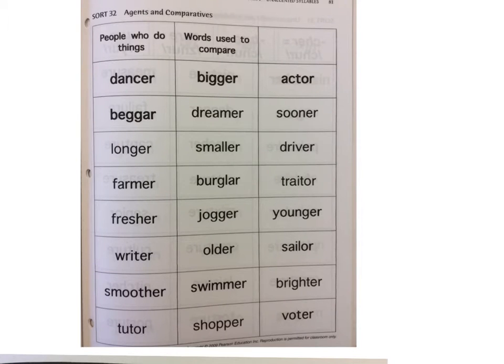All right, in this sort, we're looking at what we call agents and comparatives. So basically, we're looking at people who do things and words used to compare. So one's going to be a noun and one is going to be an adjective.